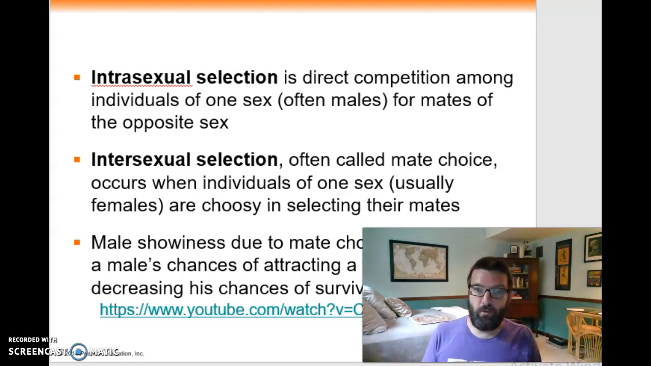But in organisms where males have more investment in the offspring, males are the choosy sex and females are the showy sex. So organisms like seahorses, right? Males carry the offspring when they're eggs and when they're young, and therefore they have much more of an investment in these particular offspring. And so they are very, very choosy about whose genes they combine with their own in order to produce those offspring.